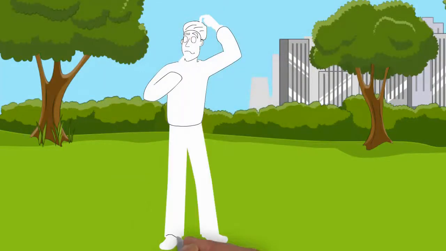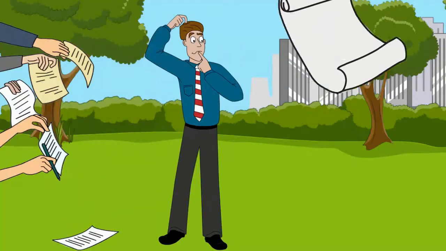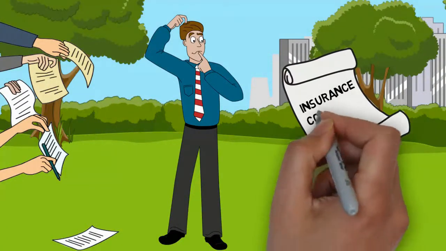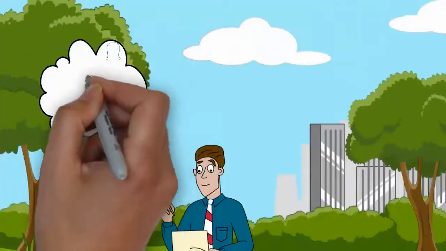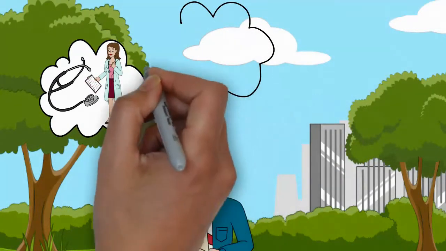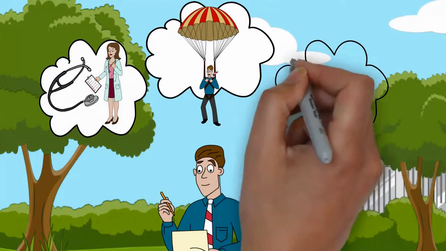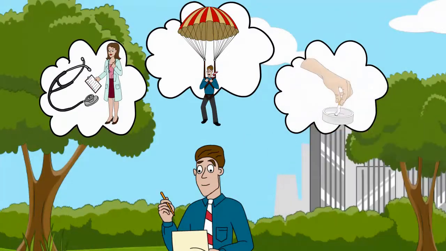Before you enter into a contract of life insurance with an insurer, you have a duty under the Insurance Contracts Act 1984 to disclose to the insurer every matter that you know or could reasonably be expected to know is relevant to the insurer's decision whether to accept the risk of the insurance and, if so, on what terms.